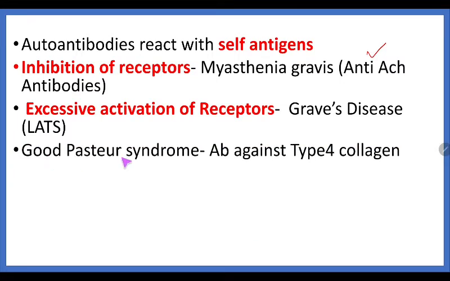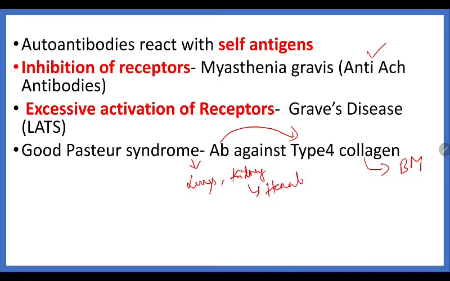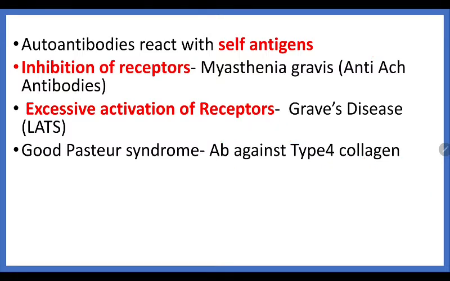Other diseases such as Goodpasture syndrome. The peculiarity of Goodpasture syndrome is that here the antibody is against type 4 collagen, and this type 4 collagen is present in the basement membrane. A very important feature is that in Goodpasture syndrome, the disease will manifest in the lungs and also in the kidney. So the person will present with hematuria and also with hemoptysis. Basically, it is the antibody against type 4 collagen in the basement membrane.